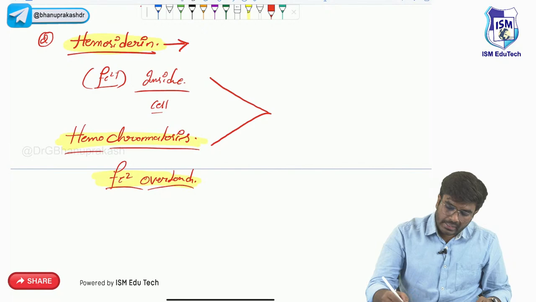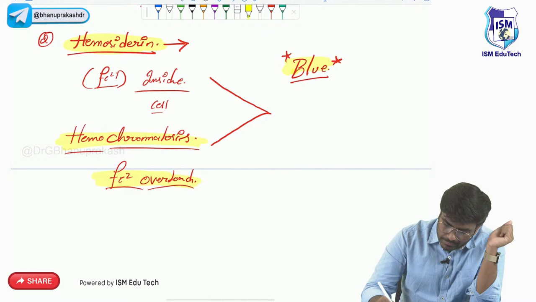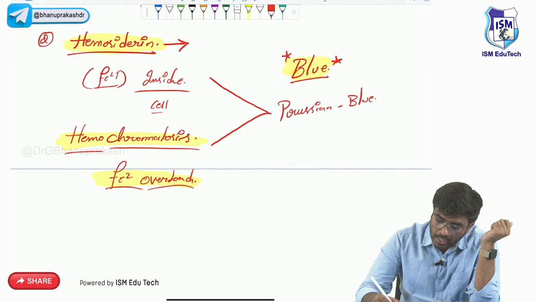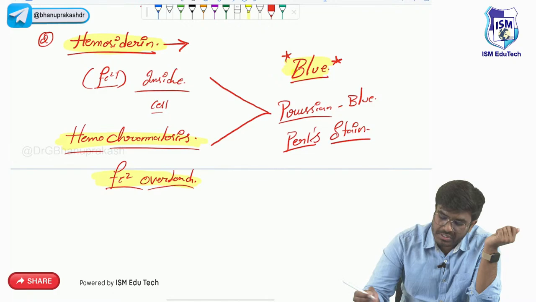In the next class, I will show you all the image based questions in one class. Now, blue color stain. Iron will look blue in color. Can anyone tell me? It will start with the letter P. P-R-U-S-S-I-A-N, Prussian blue. So, Prussian blue is a stain used for iron. Also Perls stain, P-E-R-L-S. Perls stain or Prussian blue is used for staining iron.